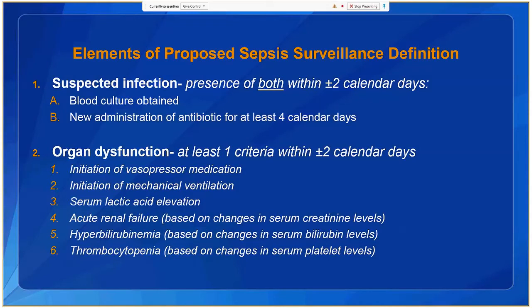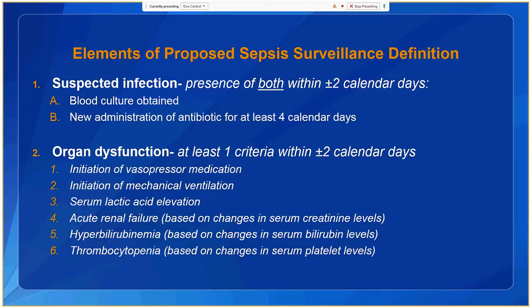So here are the proposed data elements for the sepsis surveillance definition. It relies on fulfilling 2 general criteria. The first is the presence of suspected infection, and 2 is evidence of organ dysfunction. Suspected infection is defined as the presence of both a blood culture and new administration of 1 or more antibiotics for at least 4 calendar days.